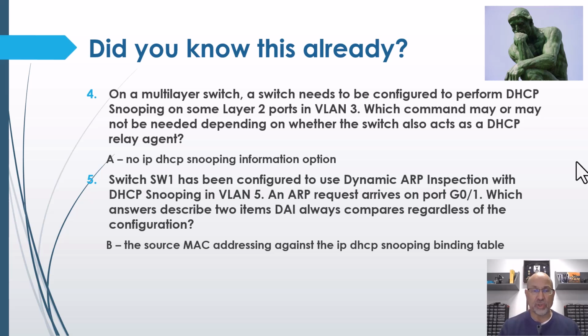Question number 5, a switch 1 has been configured to use dynamic ARP inspection with DHCP snooping in VLAN 5. An ARP request arrives on port gig 0/1. Which answers describe 2 items DAI always compares regardless of the configuration? So if you did nothing extra, if you weren't doing validation, what do you know you're going to be doing? You're going to be comparing the MAC addressing that you see in the ARP messages against the DHCP snooping binding table. So that was the 3 PCs that we saw in the switch binding table.